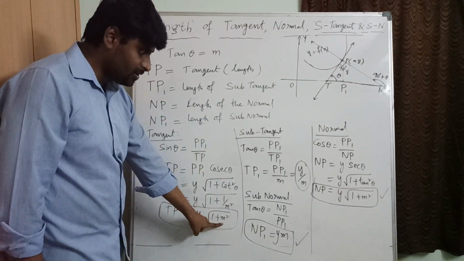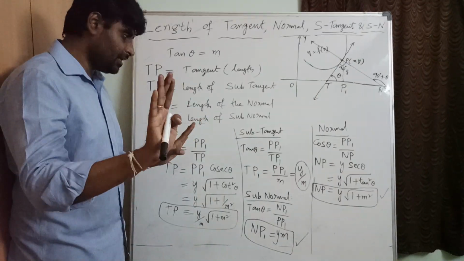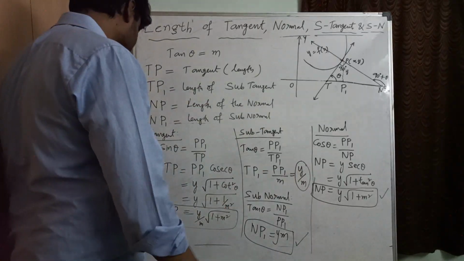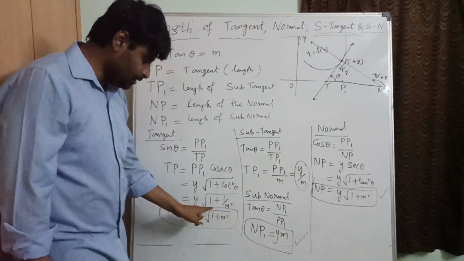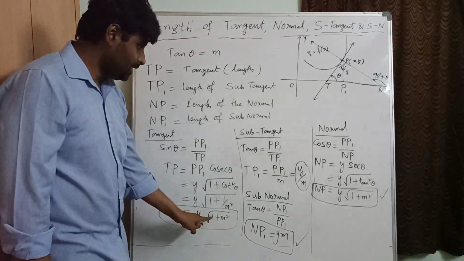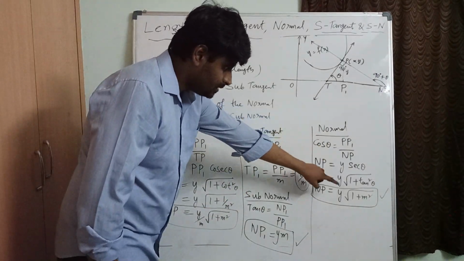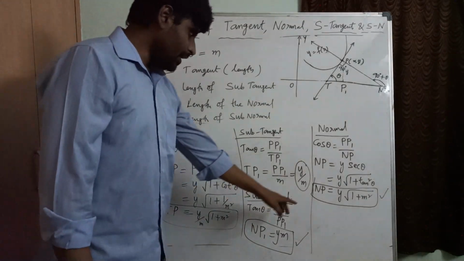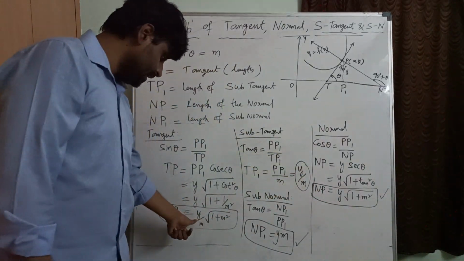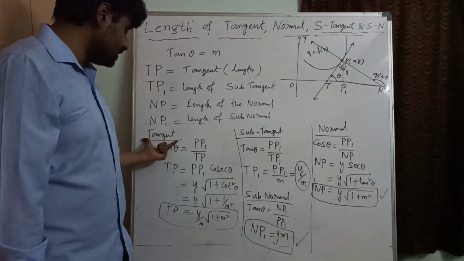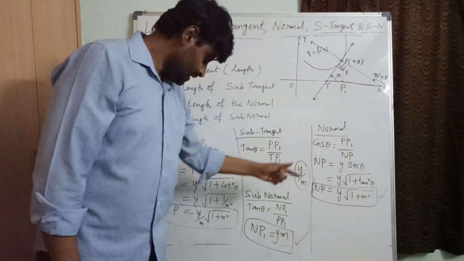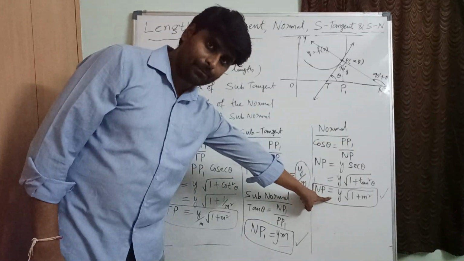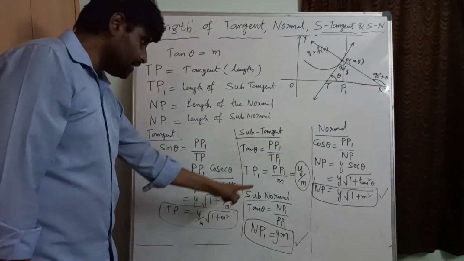Without root 1 plus m square, just y by m. So the length of subtangent is just y by m, without root 1 plus m square. Now normal is y into root 1 plus m square. So here m is not there. If you compare with tangent length, here there is y by m, but in normal length there is no y by m. Direct y into root 1 plus m square.